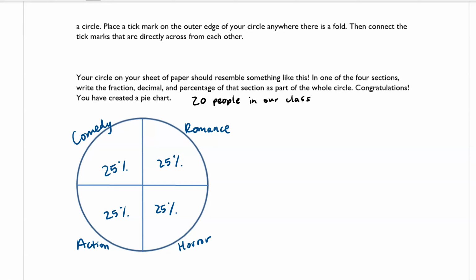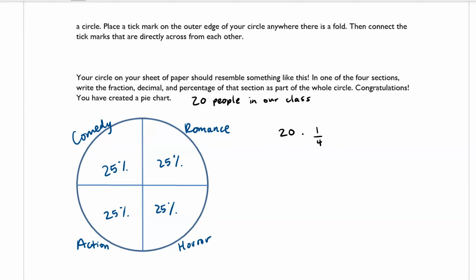So something that you might be able to ask is, out of the 20 people, how many found that their favorite movie genre was romance? And in order to calculate that or figure that out, there's a lot of different ways that you can do this, but 25% again is equivalent to 1/4. So what you could do is you could do 20 times the fraction 1/4. So let's go into talking about how we multiply fractions.